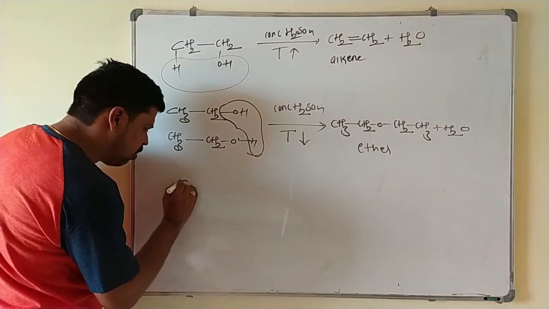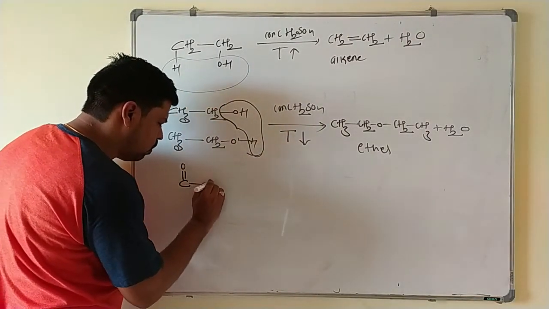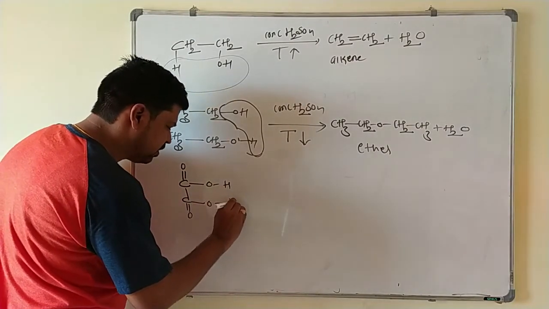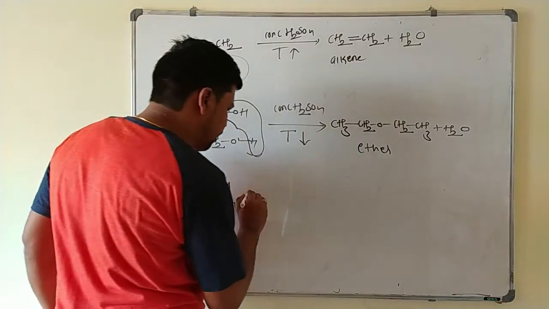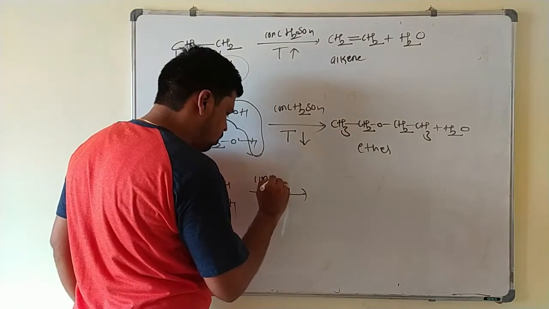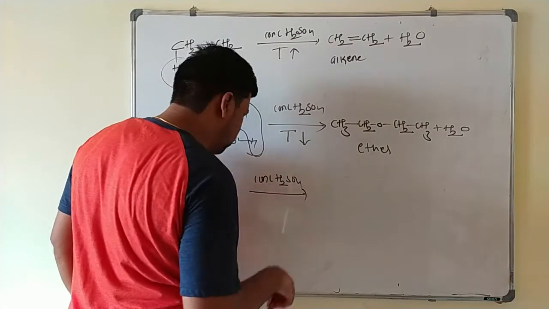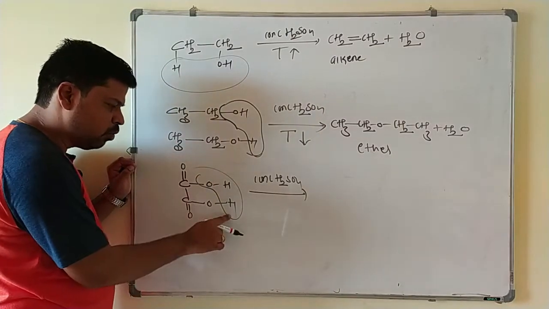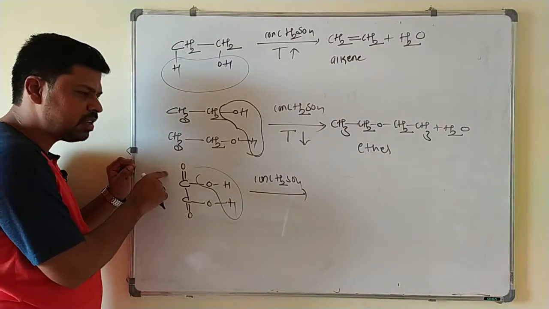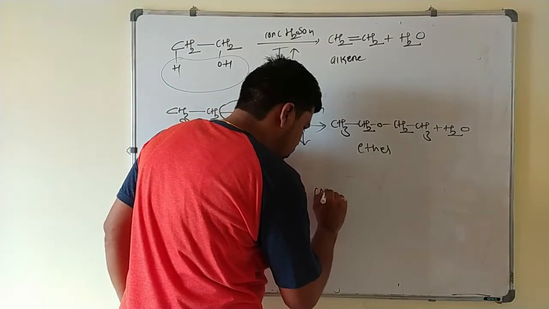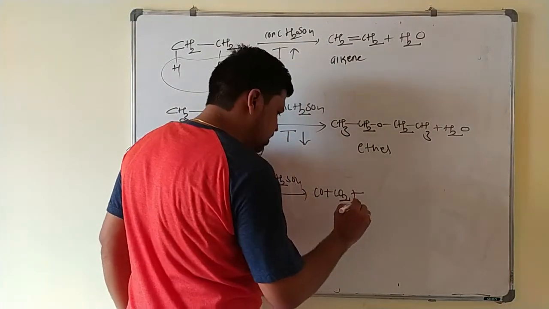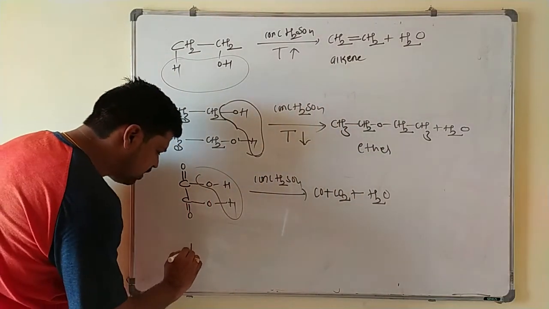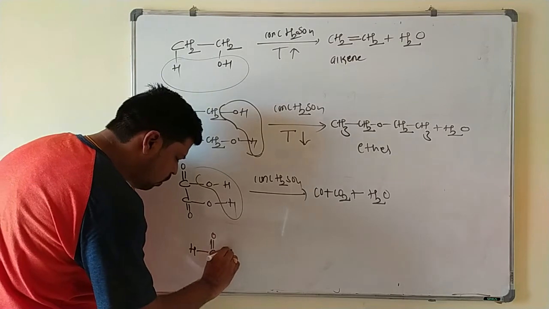Suppose if I take oxalic acid, that is C=O, OH, again this will be C=O, OH. Again this on treating with concentrated H2SO4, what it does? It removes water. Just you have to remove one water molecule here. After removing one water molecule, this becomes CO2 and this becomes CO. So your answer will be CO plus CO2 plus H2O. Suppose if I take formic acid, HC=O, OH.